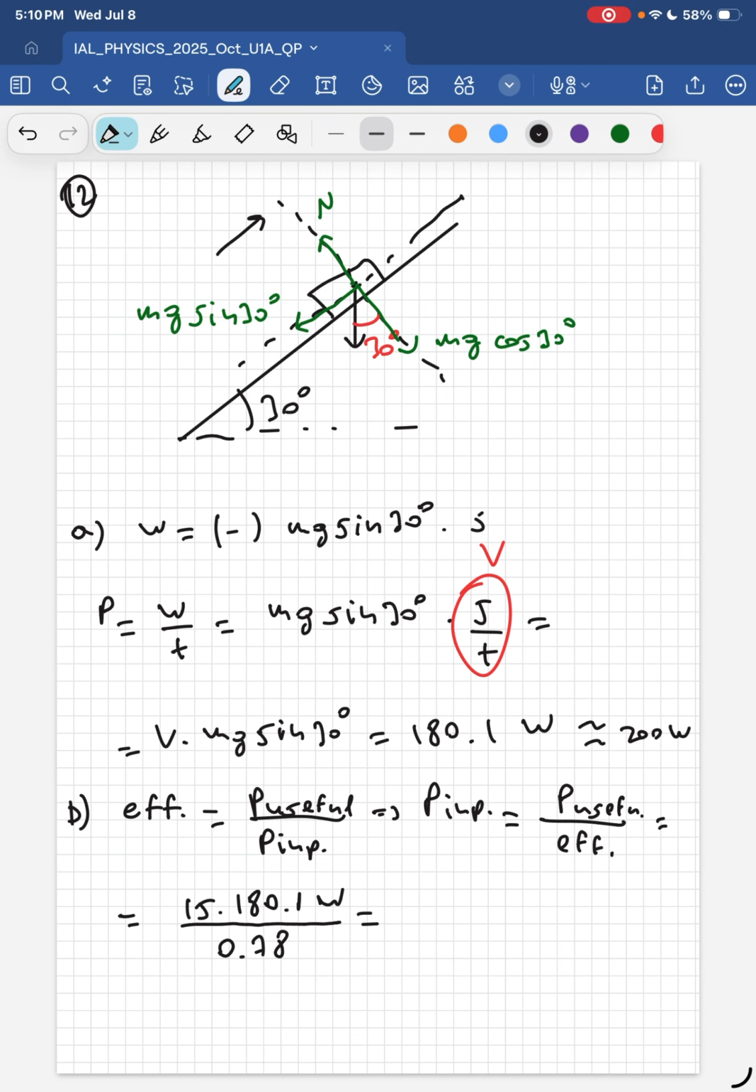So what goes in is actually 3,463.5 watts, which is the input power. So that's the answer. We can move on to the next question. I think there is nothing more to add here.